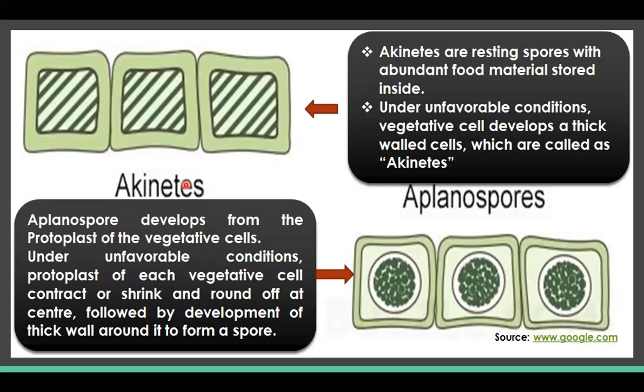Then the other method is by aplanospore. An aplanospore develops from the protoplast of the vegetative cell. Under unfavorable conditions, the protoplast of each vegetative cell contracts or shrinks and rounds off at the center. After that, it develops a thick wall around it to form a spore-like structure.